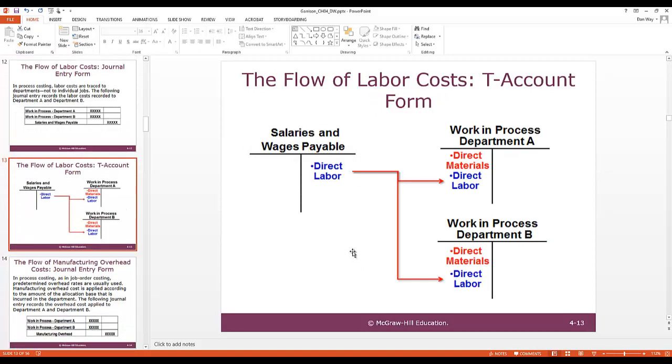If we look at our T accounts, we are going to illustrate what we just did with our journal entry. Again, we're increasing salaries and wages payable, indicating that we've incurred some direct labor costs. And we're increasing the work in process accounts for our two processing departments, A and B, with a debit. Again, if we're debiting work in process directly, we're indicating that this labor must be direct labor. Our indirect labor, if we think back to Chapter 3, needs to hit the manufacturing overhead account and then be applied subsequently to work in process.